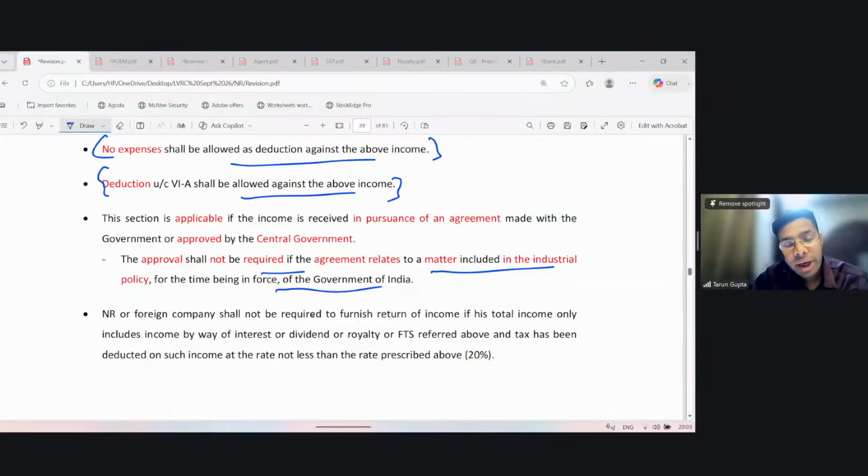Similar to interest and dividend, the NR foreign company having only royalty or FTS income from India is not required to furnish a return of income if tax on such royalty or FTS has been deducted in accordance with the provisions of Section 115A.